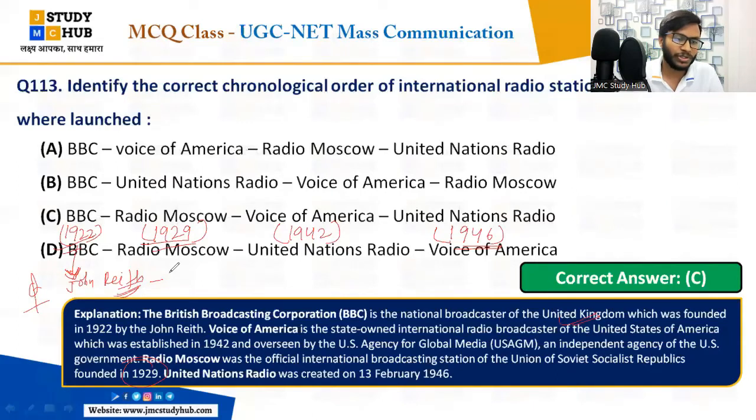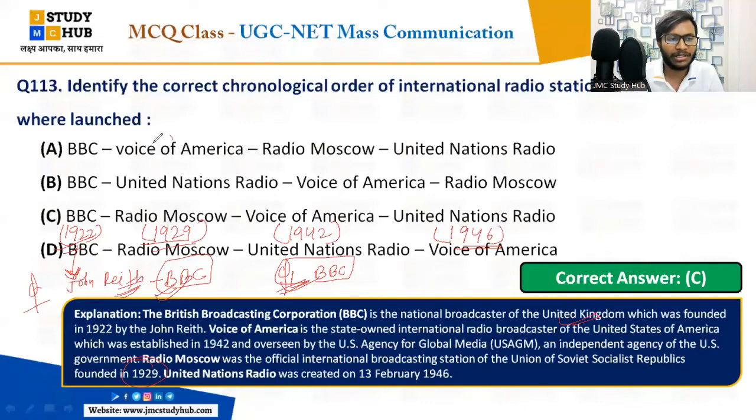Yes, BBC. So this can also be a question. They may ask you: John Reith is associated with which one of the following international radio stations? They will give you the options. So again, another question: which one among the following is the first international radio station? Everybody. BBC, right? Yes. So they can ask you from anywhere, so it is very much important to remember from every side.